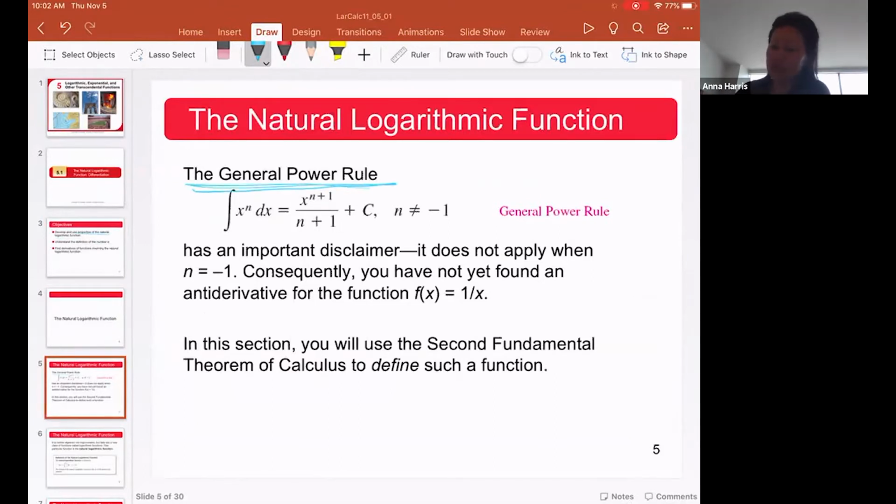Remember, we do this, right? You add one to the power and divide by the new power. That becomes your general power rule of anti-derivative, right? We know that. Okay, but we're going to have a problem when n equals -1 power.